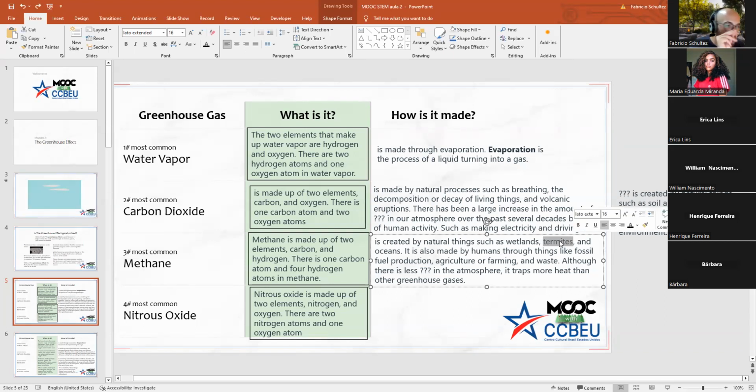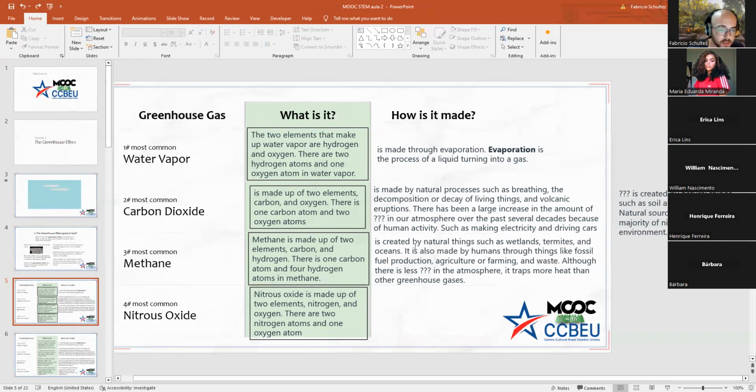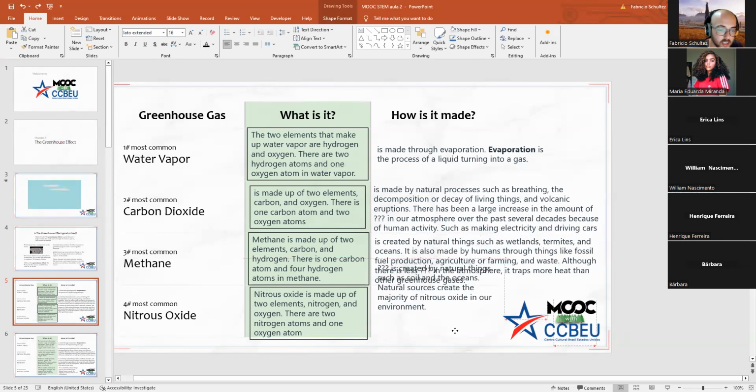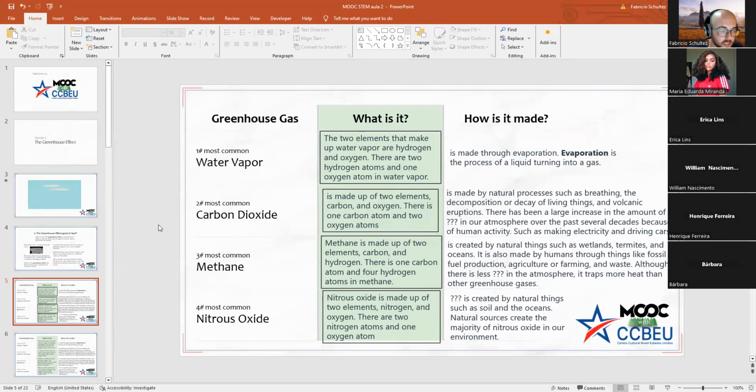Termites, which is the kind of animal that eats wood, and oceans. It is also made by humans through things like fossil fuel production, agriculture and farming. So all of this generates a lot of methane. Also waste. Waste is trash. Although there is less methane in the atmosphere, it traps more heat than the other greenhouse gases. Então ele guarda mais calor, certo?